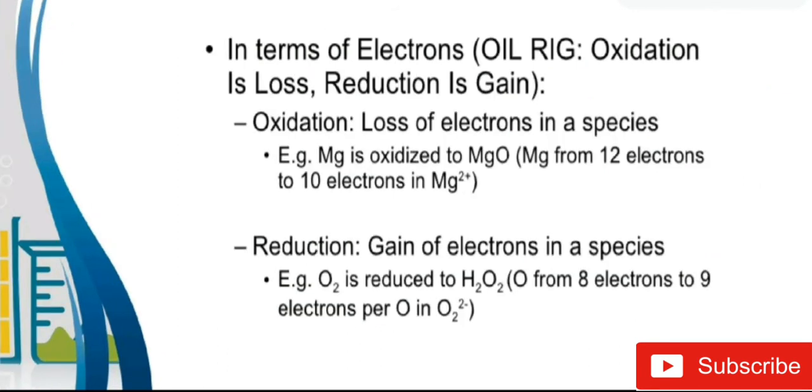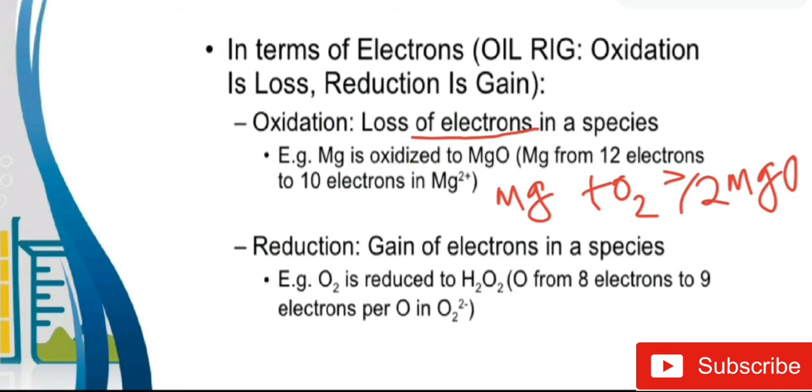Now let us discuss the oxidation and reduction reaction in terms of electrons. In terms of electrons, what is oxidation? Oxidation is a loss of electrons by a species. Let us take the same reaction. When magnesium combines with oxygen, you get magnesium oxide.